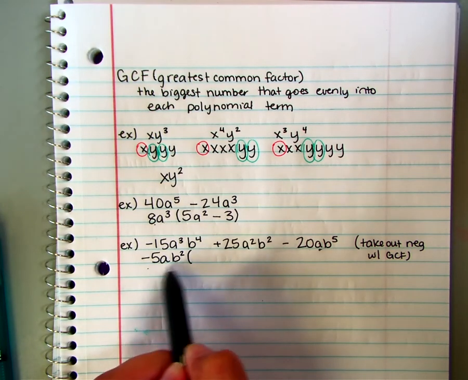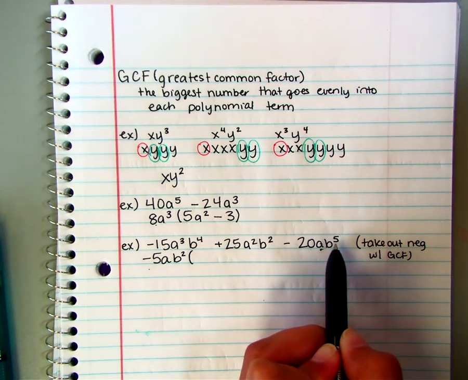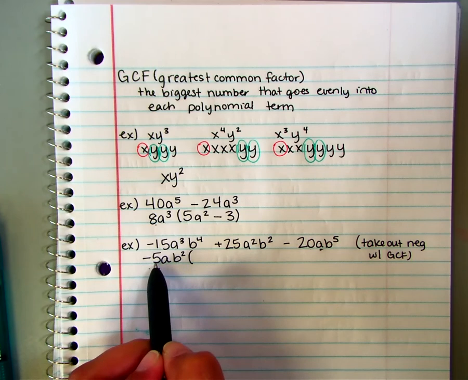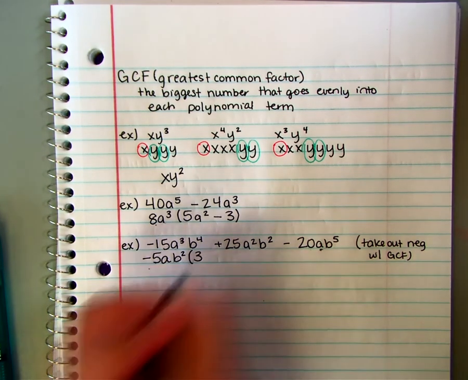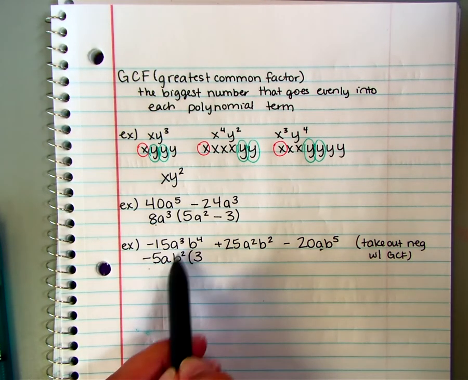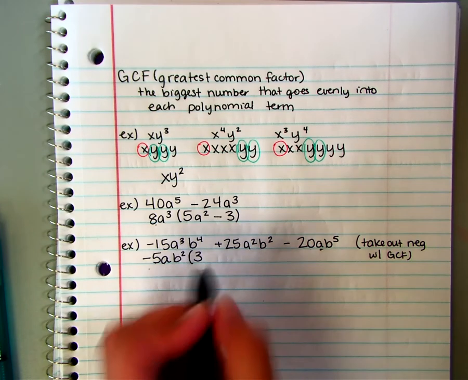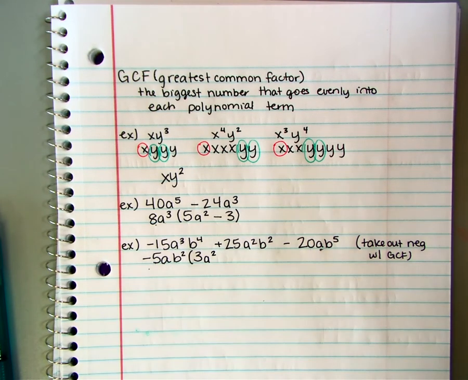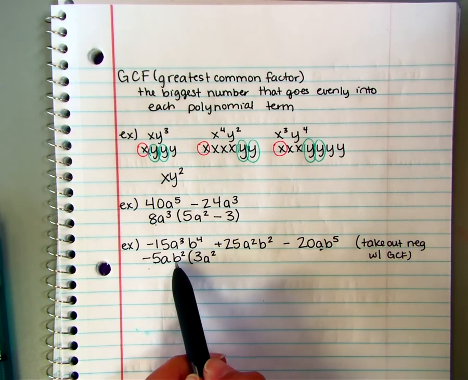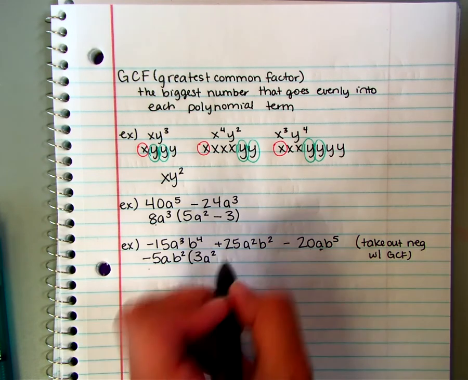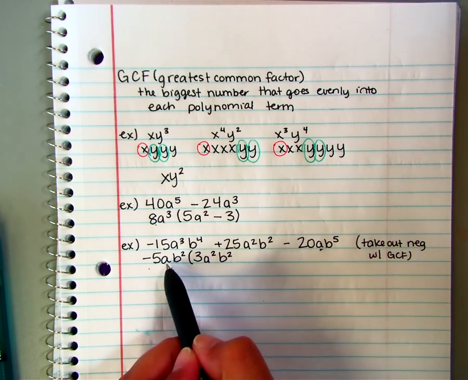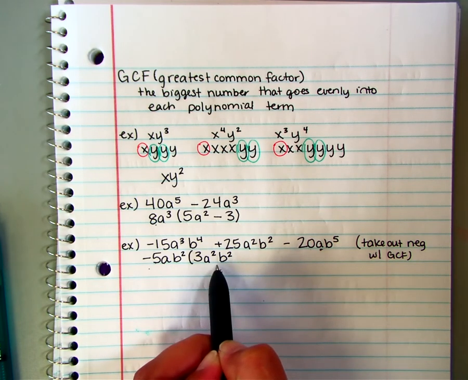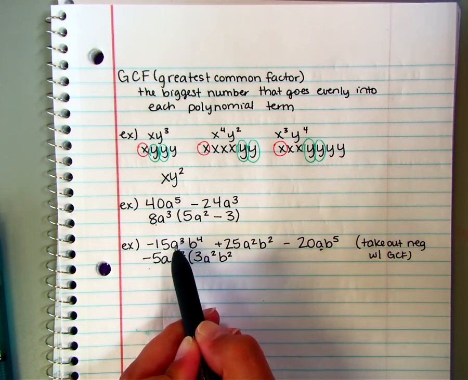To get back to my original expression, to keep it equivalent, we're going to multiply negative 5 times what to give me negative 15? 3. I took out 1A. I need 3. How many are left? 2. I took out 2 B's. I need 4. How many are left? 2. So then when we multiply my GCF by this first term, we get the first term.